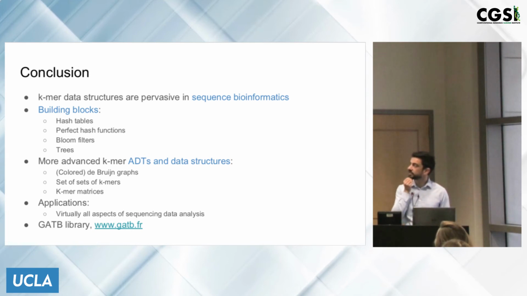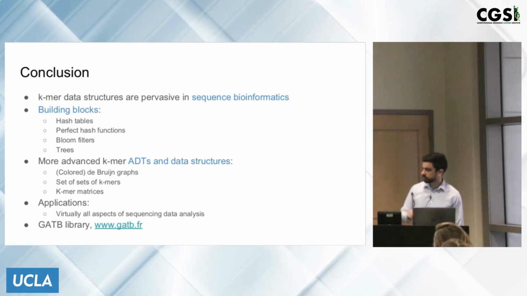All right, so that's the conclusion slide. So k-mer data structures are pervasive in sequence bioinformatics. There are really many applications. So in those slides, I gave a few overviews of building blocks: hash tables, perfect hash functions, Bloom filters, trees. And using these building blocks, my takeaway message is that you can construct more advanced ADTs and data structures, such as colored de Bruijn graphs, sets of k-mers and k-mer matrices. And really, the applications are all aspects in sequencing data analysis if you look close enough.